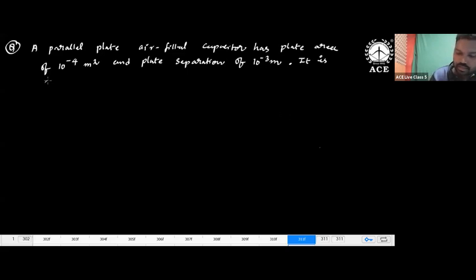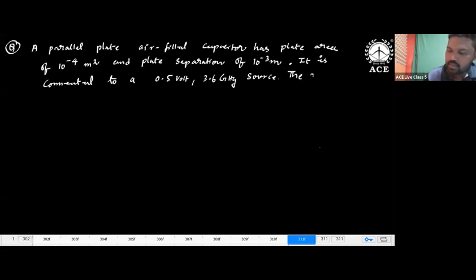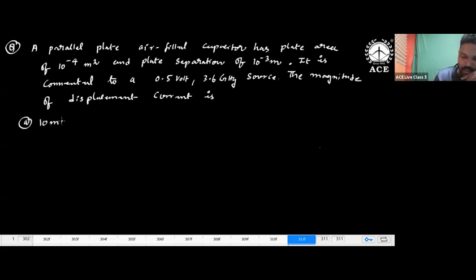It is connected to a 0.5 volts, 3.6 gigahertz source. The magnitude of displacement current is, options are given: option A, 10 milliampere, option B, 100 milliampere, option C, 10 ampere, option D, 1.59 milliampere.